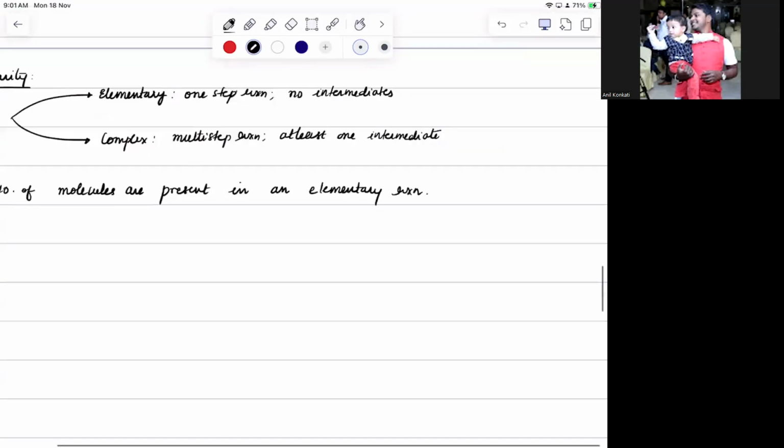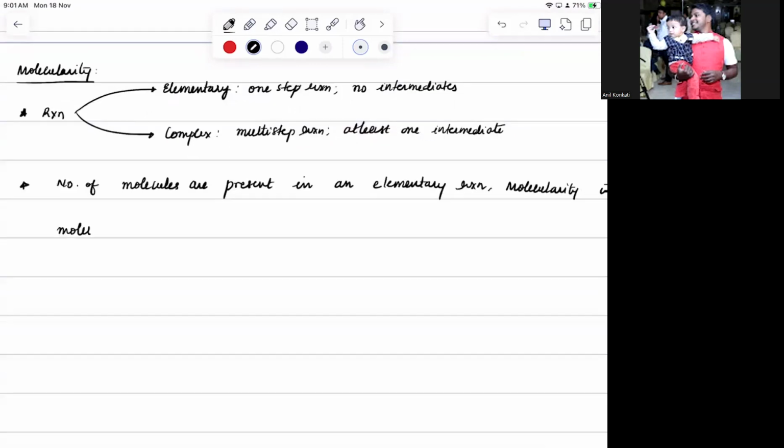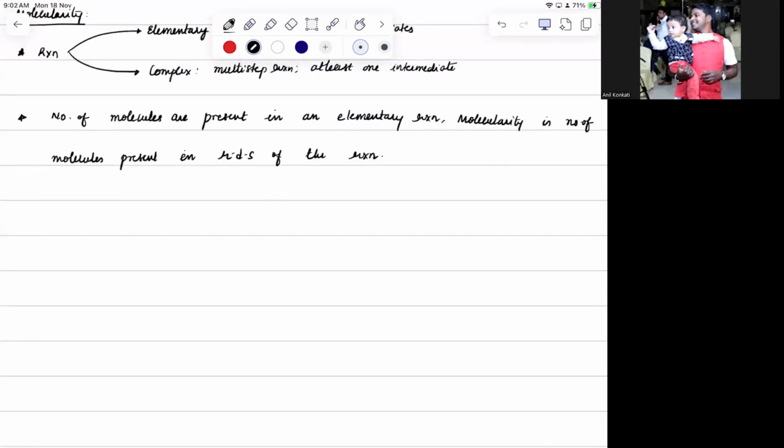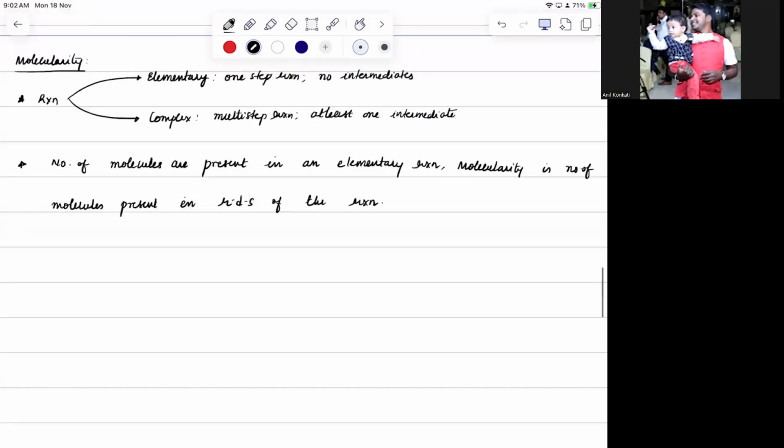See, in organic reactions, we also say take this as molecularity is the number of molecules present in the rate determining step of the reaction. Okay. But molecularity of a complex reaction is not defined. Molecularity is only defined for elementary reactions.